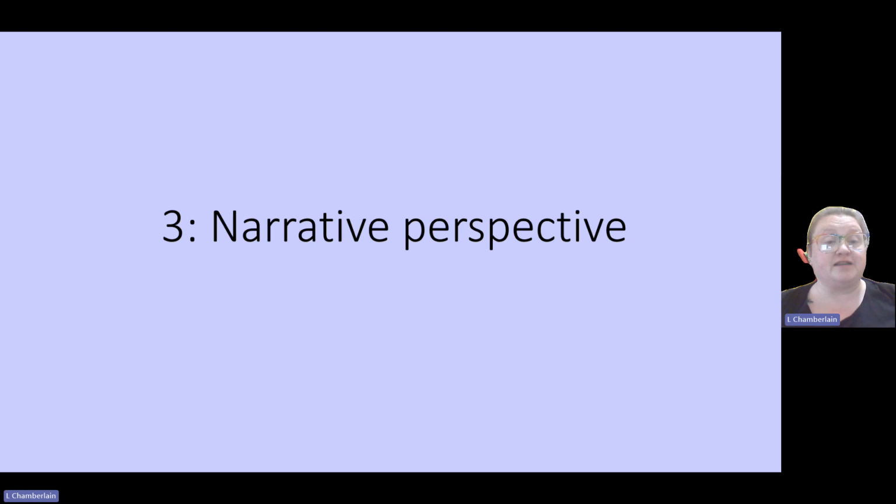Number 3, the narrative perspective. Is this a third or a first person narrative? Why is that choice significant? What insight do you gain from it being a first person narrative? What overview do you get from it being a third person narrative?